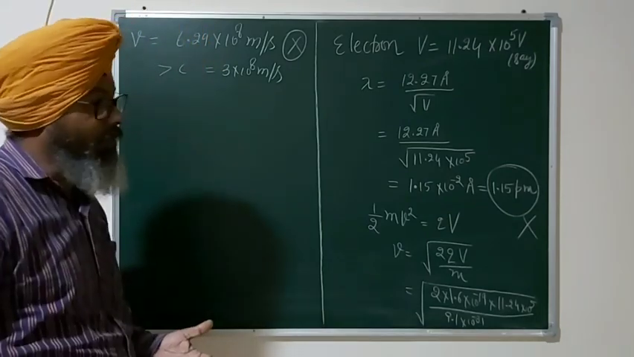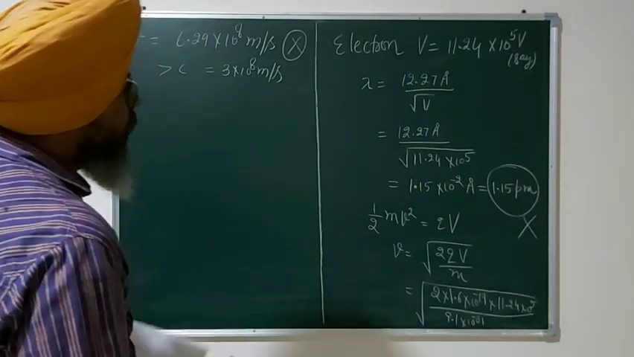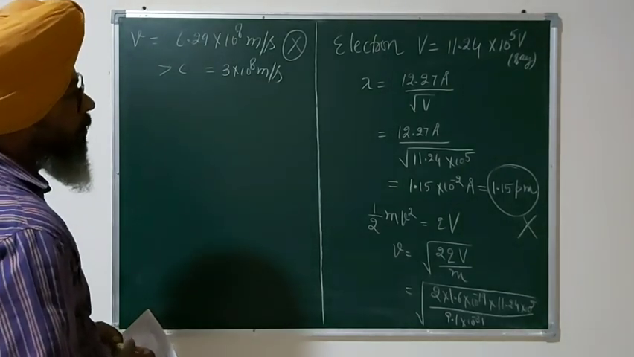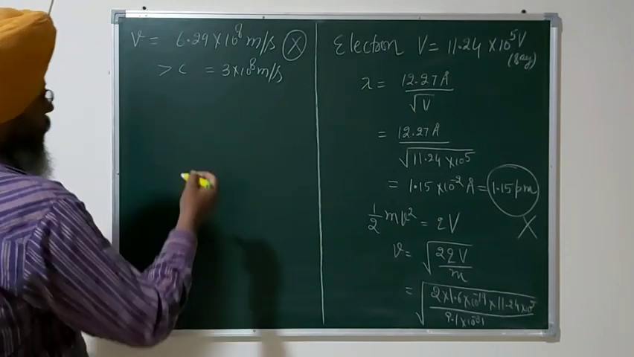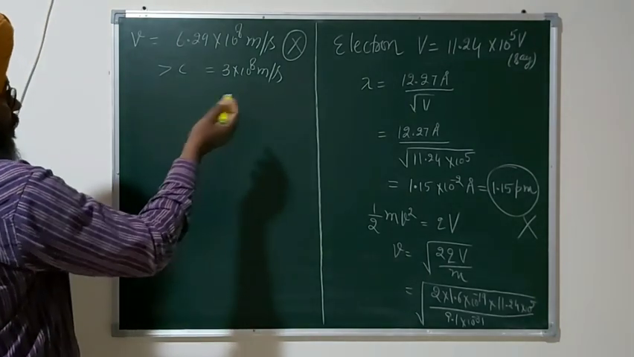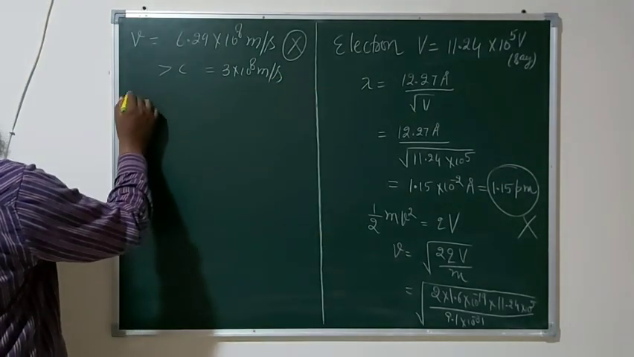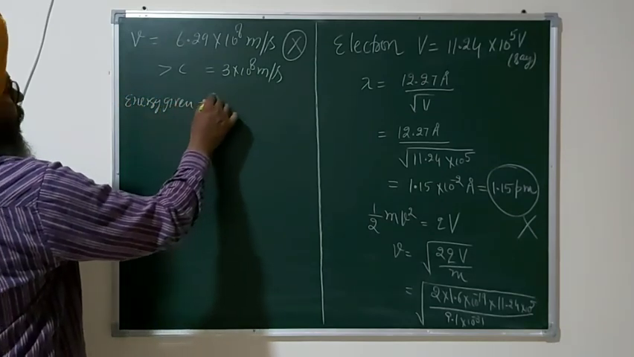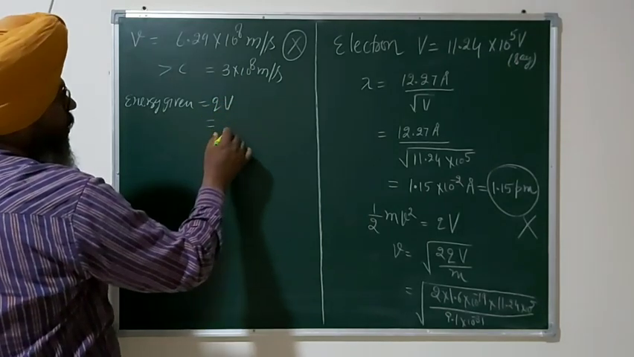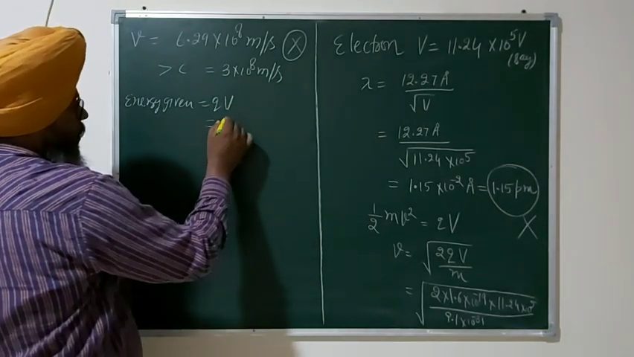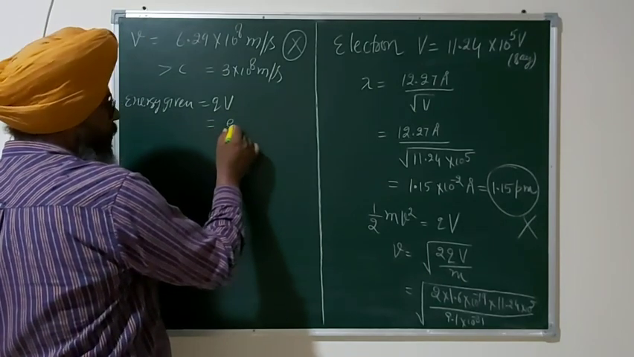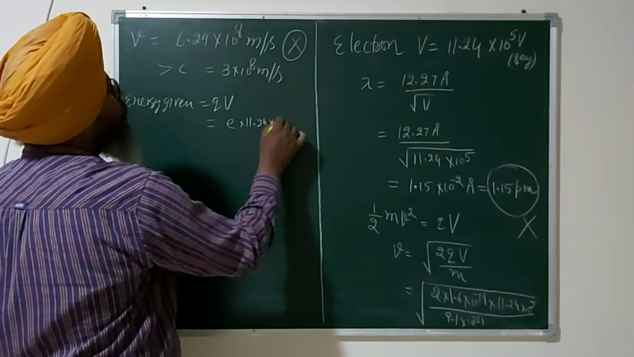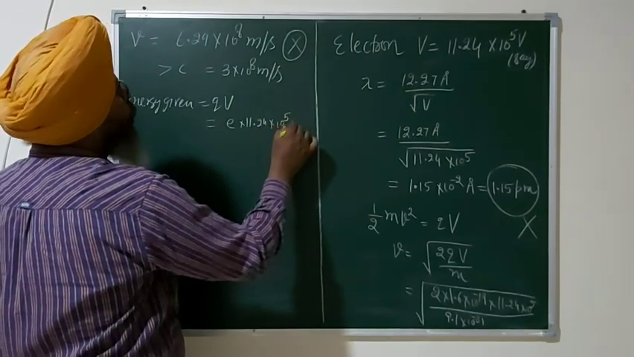Now what is the correct method? Now if you go by the golden line that I have told to you, the energy given to the electron will be equal to charge into potential difference. I would simply write E, and the potential difference is 11.24 into 10 raised to power 5 volt.